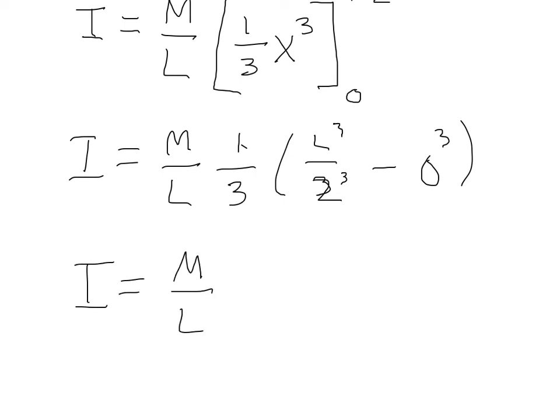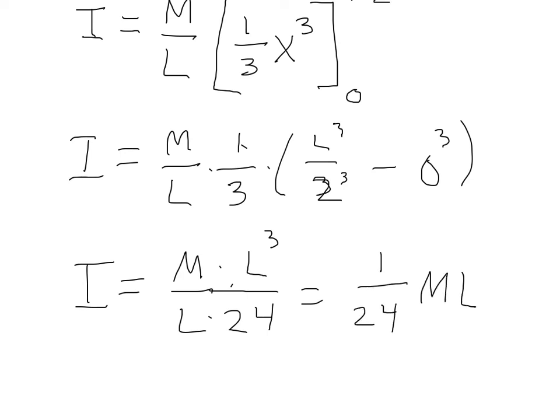And so now I'm going to simplify a little bit. M over L. I have 1/3, and I have L cubed over 2 cubed, which is 8. So when I put the denominators all together, I get a 24. And the numerators all together, I get ML cubed. So that's just one big fraction that can certainly be simplified now as 1/24 of ML squared. Notice one of those L's, this one here, will lower this by 1.